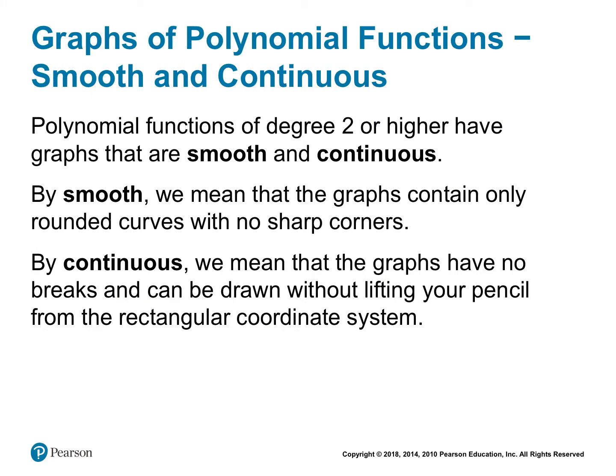Okay, now we're going to talk about what the graphs are going to look like. So polynomial functions of degree 2 or higher have graphs that are going to be smooth and continuous. So by smooth, we mean that the graph contains only rounded curves, there's no sharp corners. By continuous, we mean that the graphs have no breaks or gaps and can be drawn without lifting your pencil.